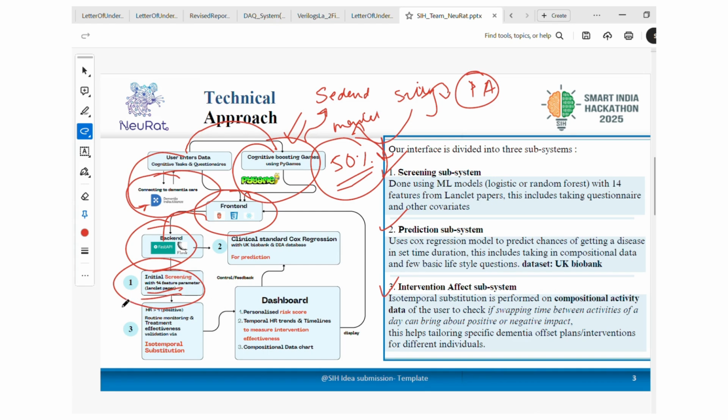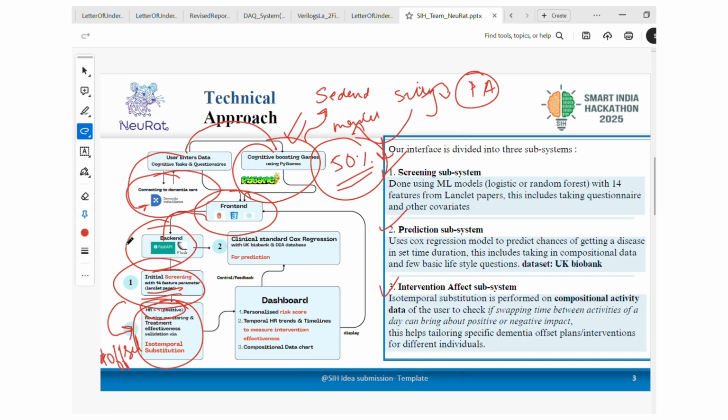After the initial screening, we are checking for HR ratios, and if they're very positive, which means we notice that there's a higher risk, we then do two things. We first start measuring, and we start doing these substitutions throughout the day, and we see how the risk is decreasing or increasing. We customize a treatment plan or an offset plan for the user. That is something we do.